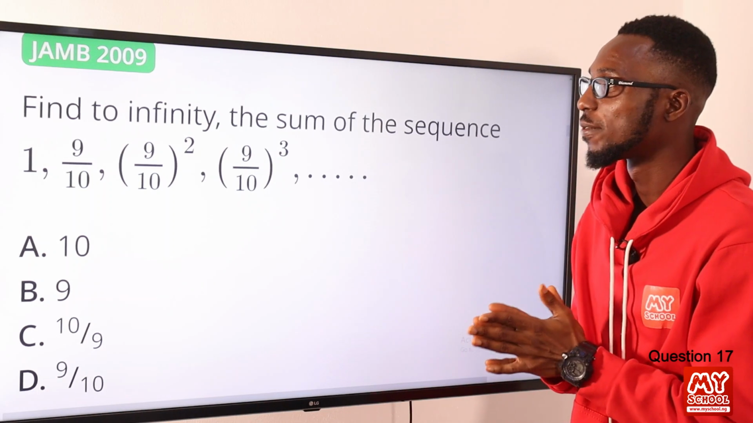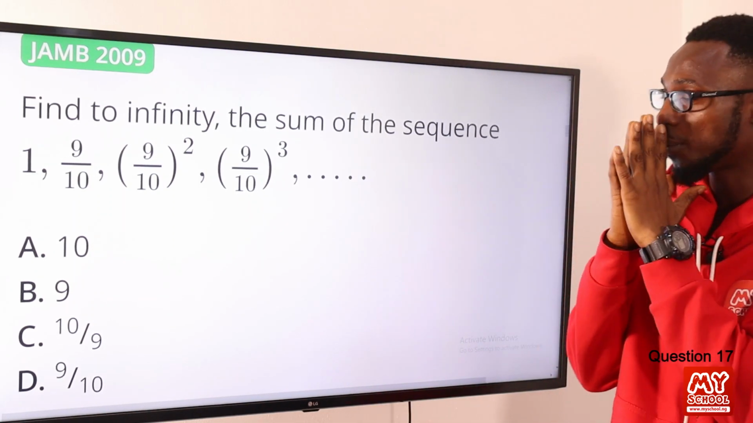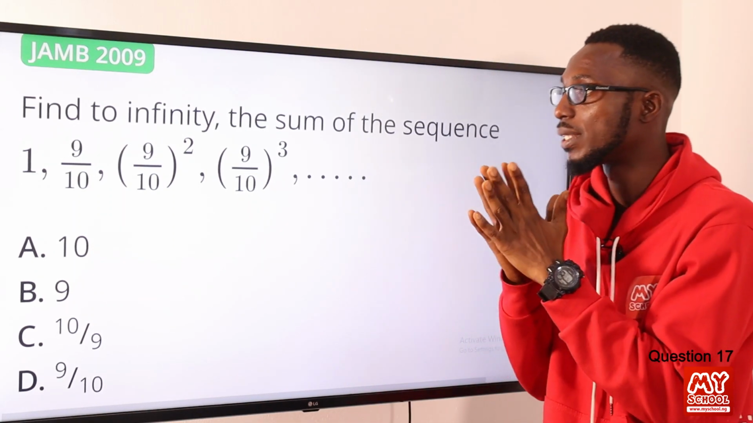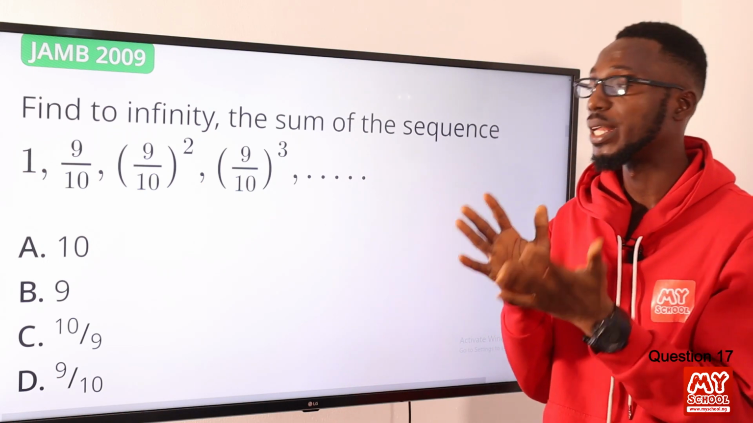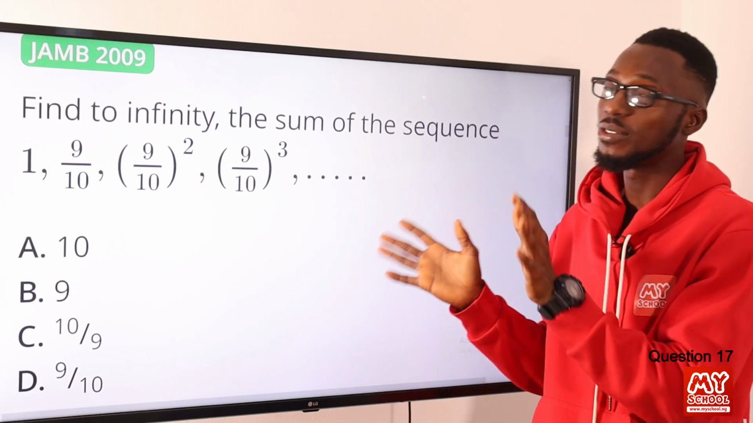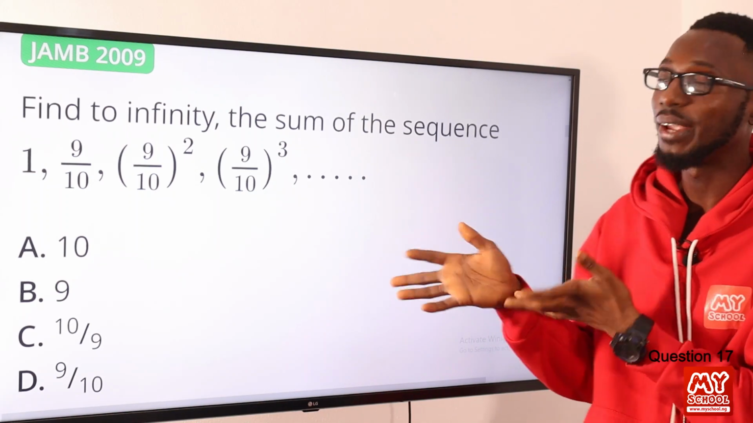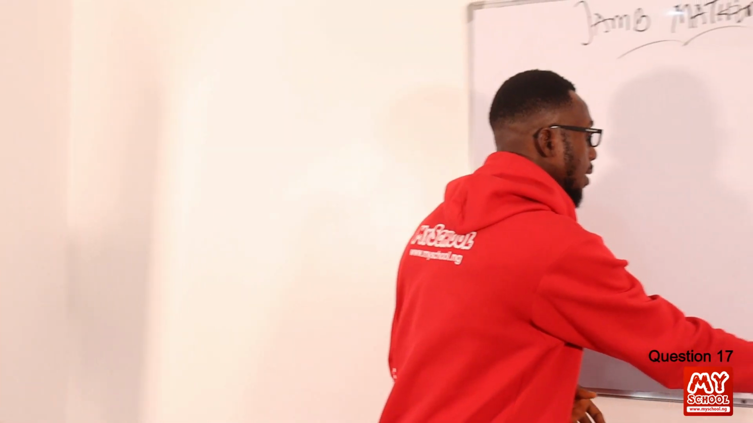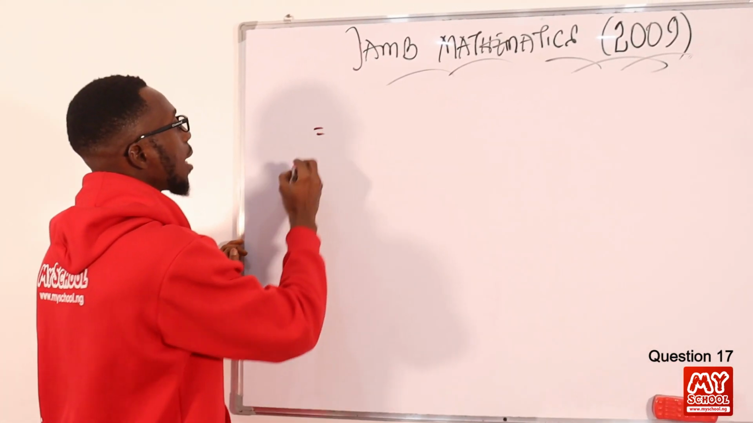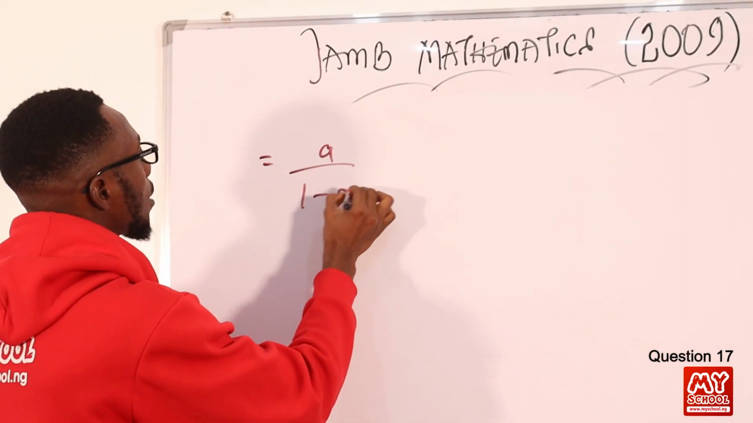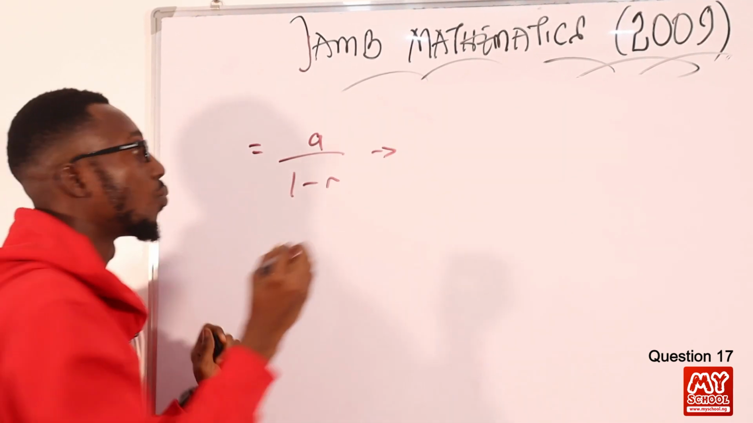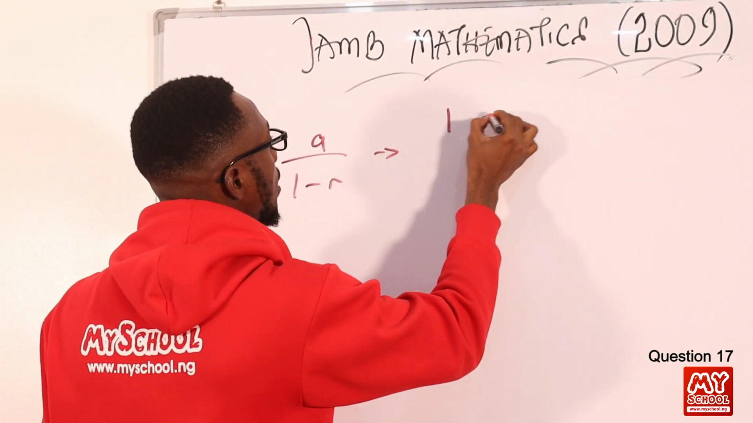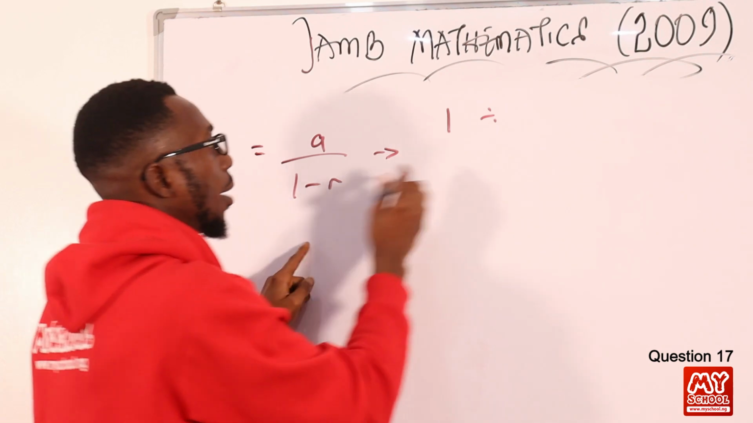17. Find the sum to infinity of the sequence. We have 1, 9 over 10, 9 over 10 raised to power 2, 9 over 10 raised to power 3. Definitely you can say that the common ratio here is 9 over 10. The first term is 1. So the formula for sum to infinity, I can just have it as a over 1 minus r. So my a is 1, that is 1 divided by 1 minus r.